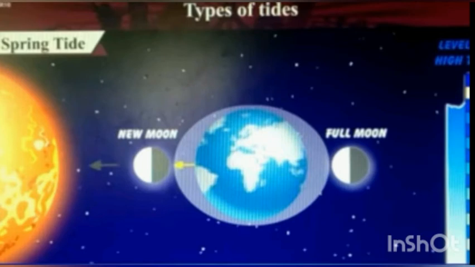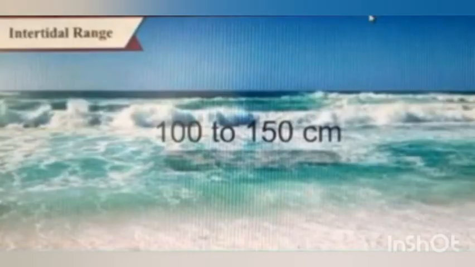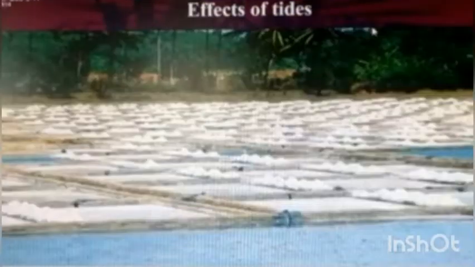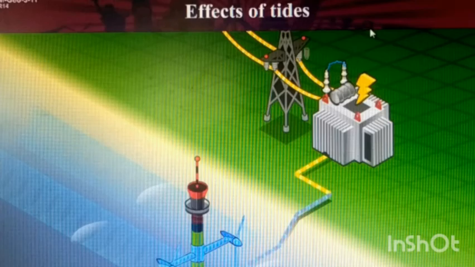In the last lecture, we studied the types of tides, that is the spring tide and the neap tide. The intertidal range, that is the difference between a high tide and a low tide. Next we studied was the effects of tides. We saw that tides help in the fishing activity. They clear the coast and they also help us to obtain salt and are also used to generate electricity.